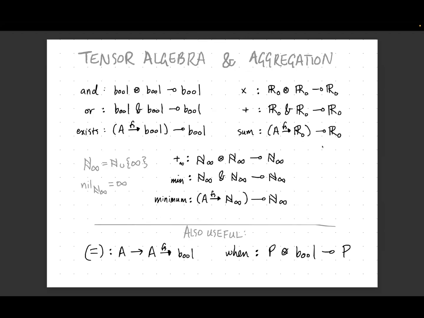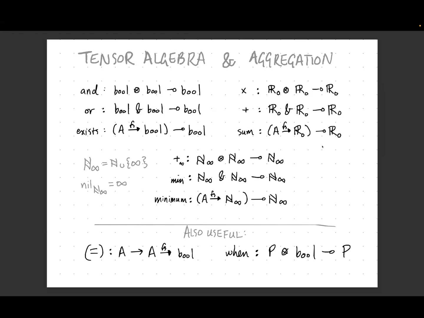And there's loads of things that satisfy this pattern, right? So for example, if you want to do shortest paths, right? Take the naturals plus infinity, make infinity the point, the default value, and then plus acts like conjunction, min acts like disjunction, and minimum over a set acts like exists or summation, right? So we've now got aggregation as well. We've got tensor algebra and aggregation.